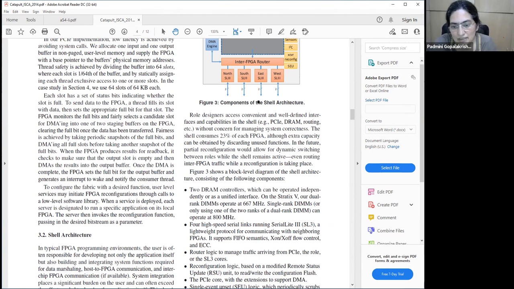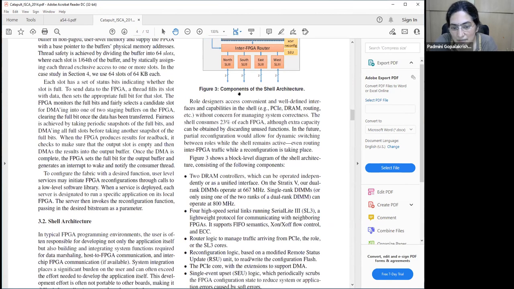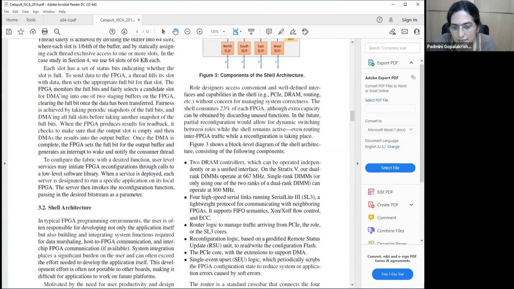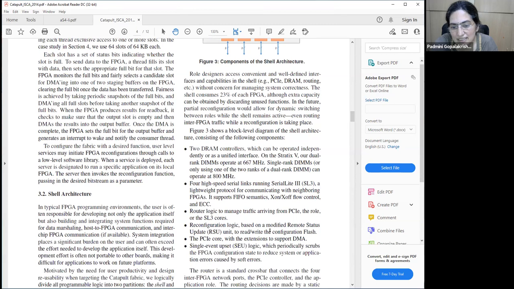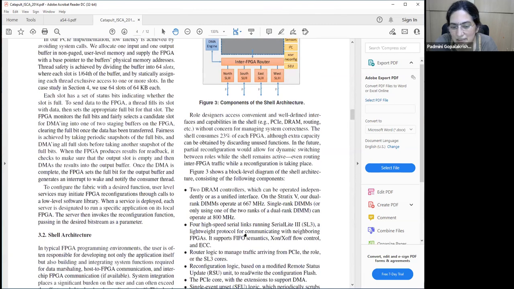And then you have 4 high-speed serial links, right, which run this. This is probably a Microsoft-specific protocol. I'm not very sure. And this supports basically FIFO semantics, some kind of flow control, error control coding. And then this must be having some kind of traffic manager as well, the shell. And then they have a single event upset logic, which is to take care of error control.